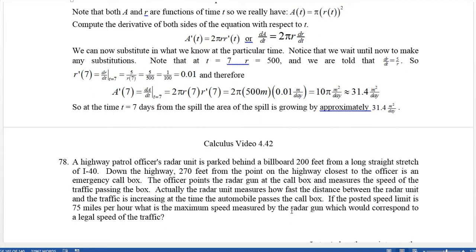Okay, so see if you can work this one out and come back when you have your answer and check it. Press pause now.